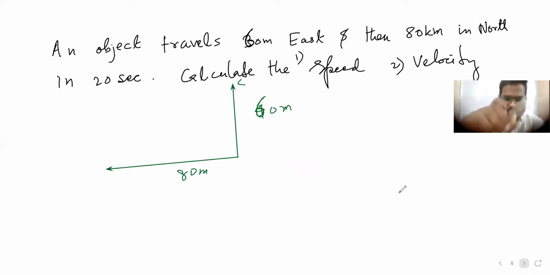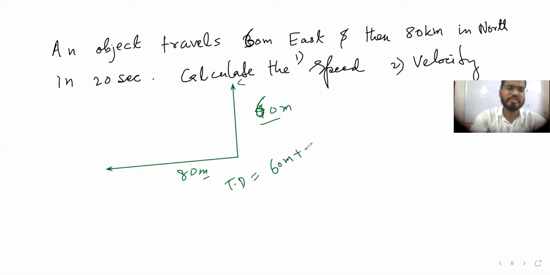Okay, so east, right? 60 meter, and then 80 meter in what? North. Then calculate the speed and velocity. So speed, if you see, is total distance by total time. What is the total distance here? Total distance is going to be 60 meter plus 80 meter, right? So we can say now 140 meter. Time is given, that is 20 seconds.